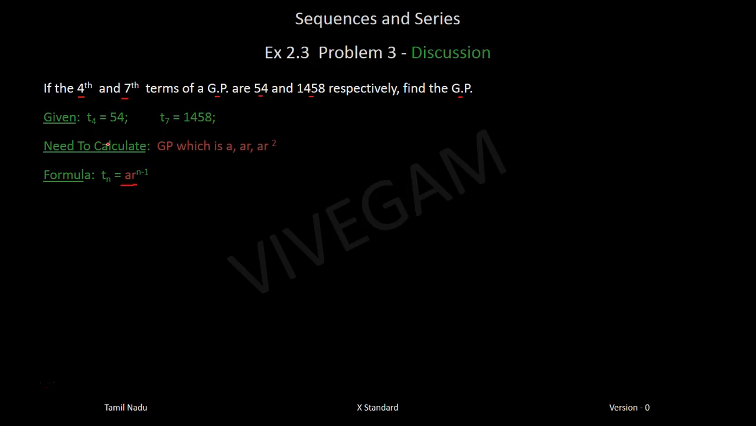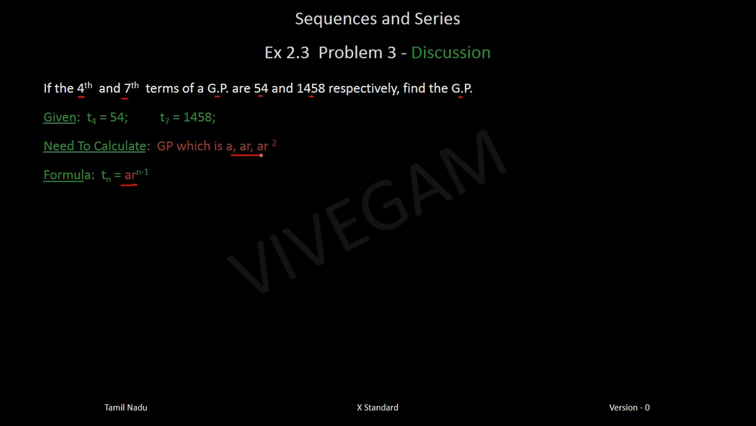So using T4 equal to 54 in this equation, you will get one equation for A and R. So AR to the power of 4 minus 1 equal to 54. Similarly, AR to the power of 7 minus 1, it's a seventh term, right? So 7 minus 1 will be equal to 1458. So using those two equations, you should be able to calculate A and R. Once you know A and R, then you can use this to calculate the GP.